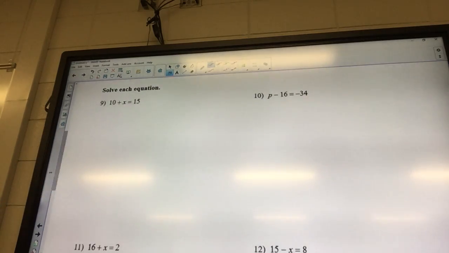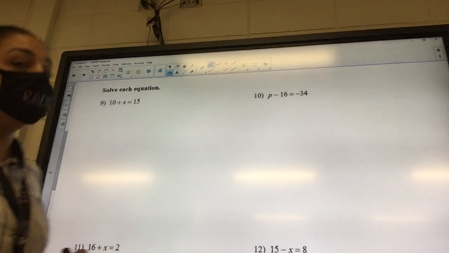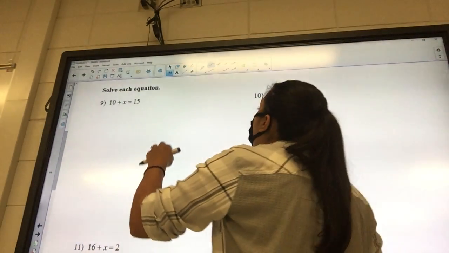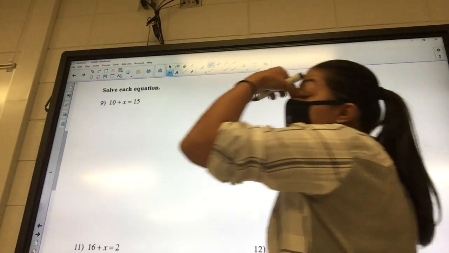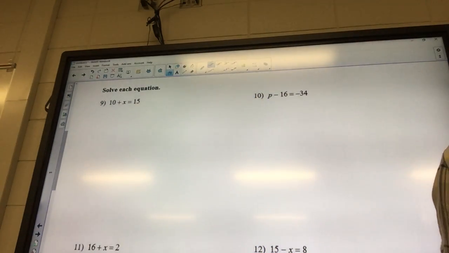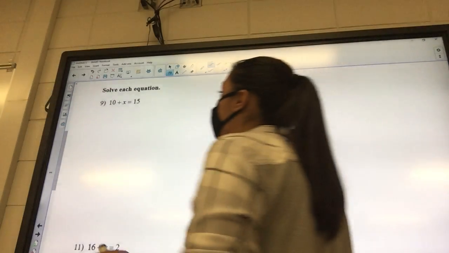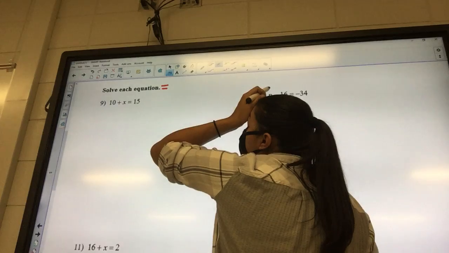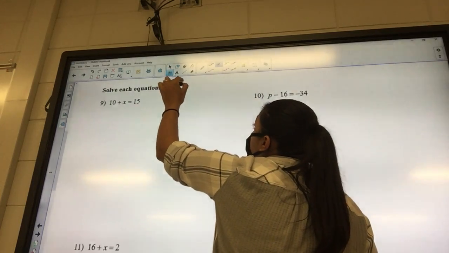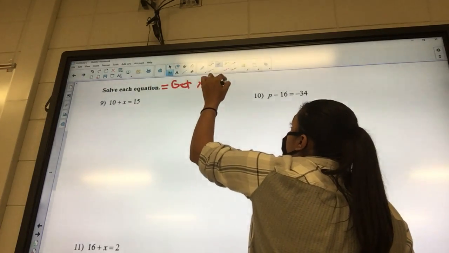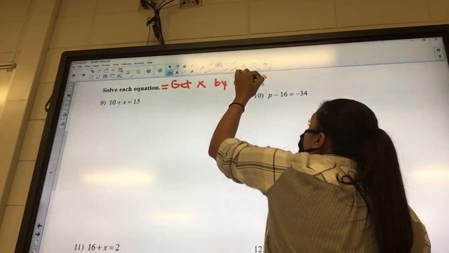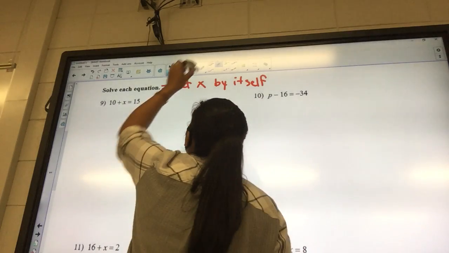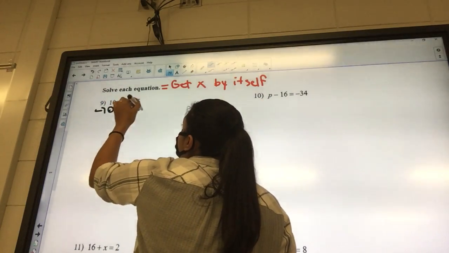Okay, 9 or 10? 9. Okay, 9. What sign is in front of the 10? It's a plus, so what do you need to do? Yeah, so solving equations, in layman's terms, means get x by itself. So we're going to say minus 10, minus 10.